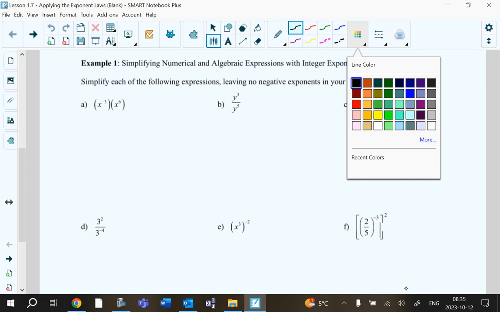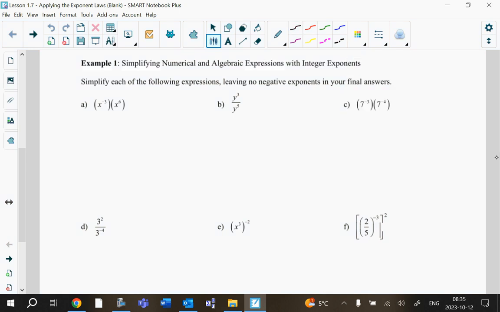What am I doing to the two powers in A? Multiplying, dividing, or raising one to another? What am I doing to the powers? I'm multiplying. So what happens to the base when I multiply? And what do I do with the exponents? Right, so it will be x to the negative 3 plus 6. Well, what's negative 3 plus 6? 3. Can't be any negative exponents in my final answer. There isn't. Done.